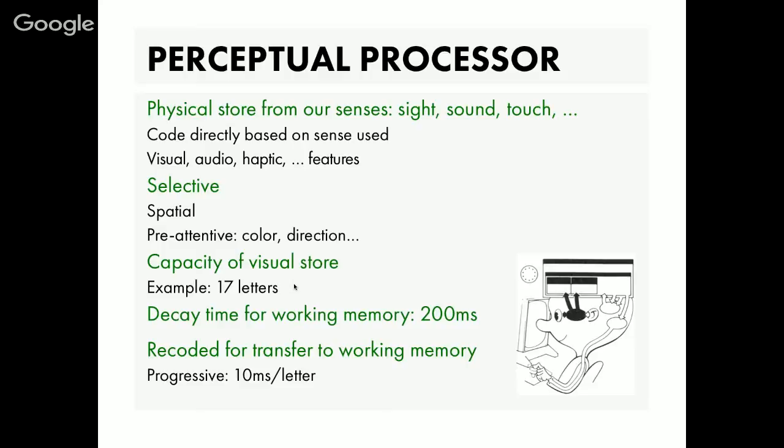And the decay time for your working memory, so when you see something, is around 200 milliseconds until the memory's not there. Now, there are ways to actually keep that around. And you can transfer things to working memory as well, and that just takes some time.